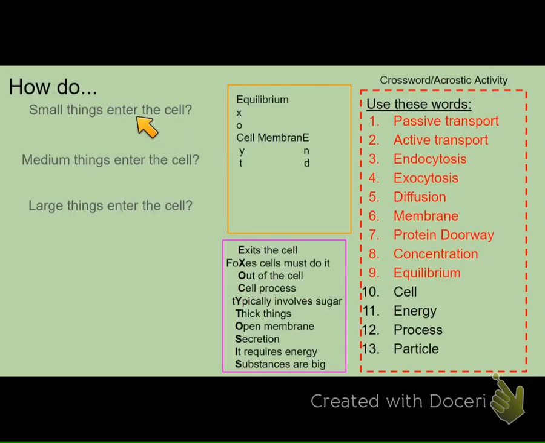How do small things enter the cell? How do medium things enter the cell? And how do large things enter the cell? You should be able to explain that using these first 9, these red words. You should be able to use these red words. Now, you may not understand every word perfectly, and that's okay, but these words are things that you should start understanding enough to where you can use them.